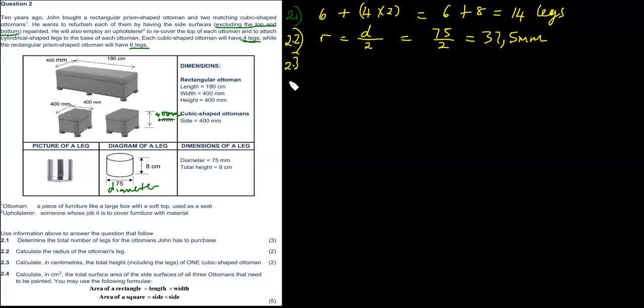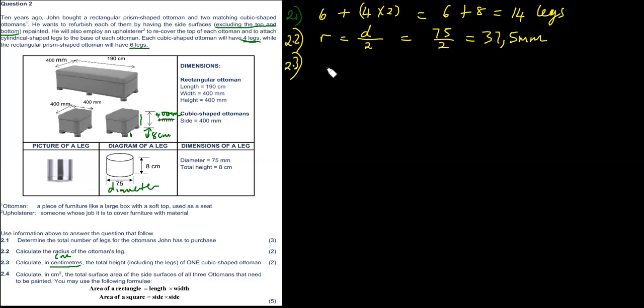2.3. Calculate in centimeters the total, remember, they are highlighted in centimeters. So your answer must be in centimeters, meaning you need to convert the total height, including the legs of one cubic shaped ottoman. So we want total centimeters. We want this leg here and also this height here, which is going to be your 8 centimeters plus your 400 millimeters. But they say it in centimeters.